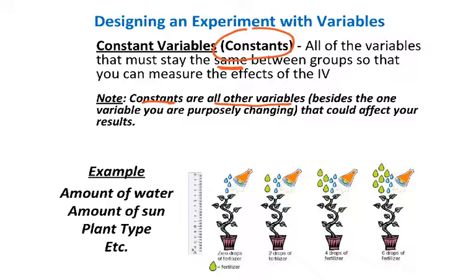Okay? So in this experiment, there would be other constants too. You could come up with a long list of constants, but some things that we would need to keep constant in this experiment are the amount of water that the plant gets, the amount of sun, the type of plant that you're using, right? These are all variables that could affect the height of the plant, and we want to keep those constant. We want those to be constant variables because the only thing we want to change between our 4 groups of plants is the number of drops of green fertilizer. Okay?